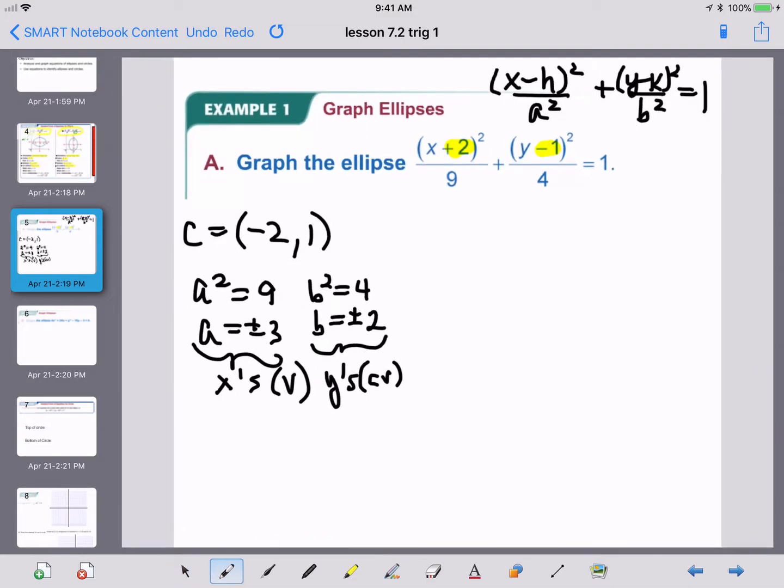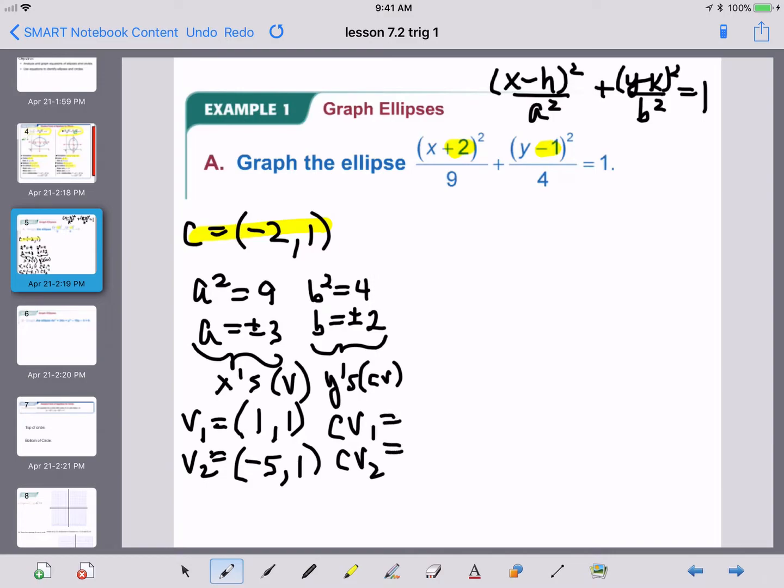So our vertices, we're going to have two of them. You're going to take our center value. For the x's only, we are going to add 3 and subtract 3 because of our a value being plus or minus 3. And so if I add 3, I get 1, 1. You're not changing the y's at all. And then if I subtract 3, I get negative 5, 1. Those are our vertices.